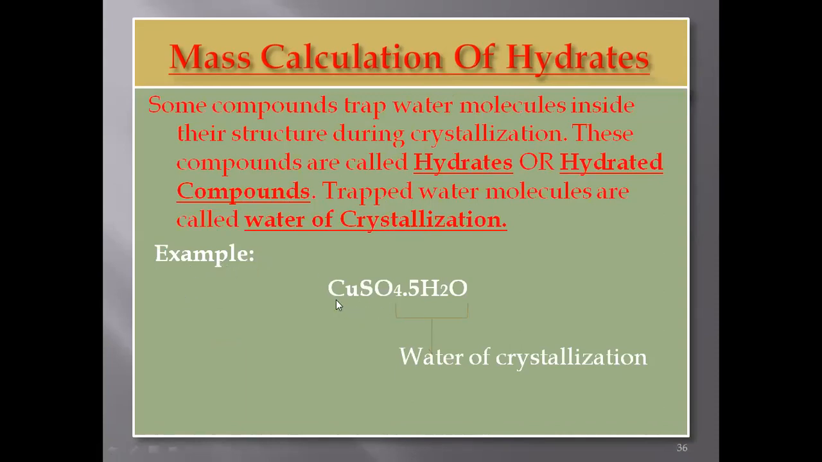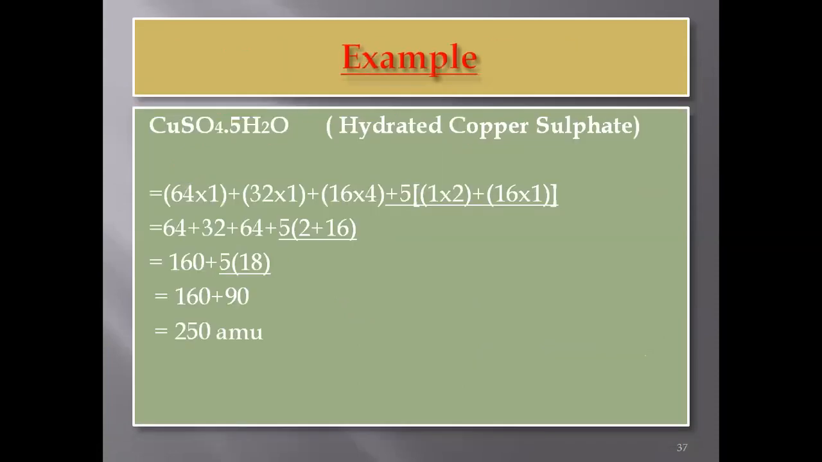For example, we have a compound CuSO4 dot 5 water molecules. Now this compound is hydrated copper sulfate, and these 5 water molecules are called water of crystallization. Now if we have this type of compound, how can you find the mass of this compound? Let's see. Again, we need the formula to find the mass of this compound. Copper sulfate dot 5 water molecules.